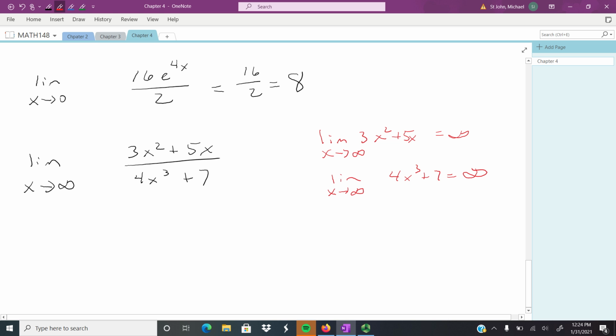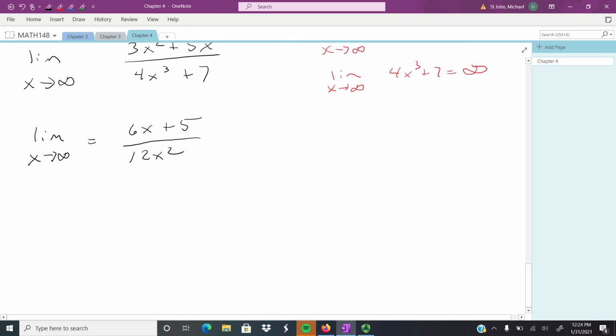So now this says, okay, do the rule. And so the limit as x goes to infinity is going to be 6x plus 5 over 12x squared. And again, of course, top and bottom are both going to infinity. So I can do this one more time. So this is 6 over 24x. And now my answer will be 0.